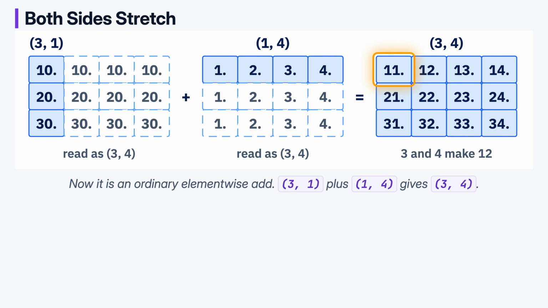Now it's an ordinary element-wise add. 10 plus 1 is 11 in the top left. The result is 3 by 4. Notice the answer is bigger than either input. 3 by 1 plus 1 by 4 gives 3 by 4.